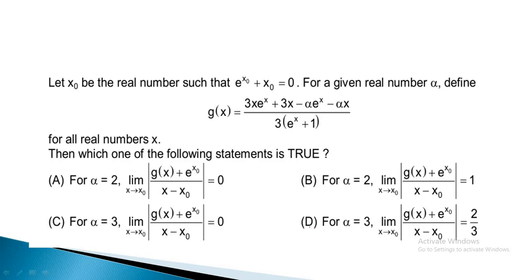We are given 4 statements, we have to check which one is true. In these statements we have to find the limit x tends to x naught of this particular expression: mod of g of x plus e raised to x naught, divided by x minus x naught. Let us first, without using alpha and without using limit, simplify this expression. We'll see what we'll get. So the expression is mod of g of x plus e raised to x naught divided by x minus x naught. So let's put the value here.